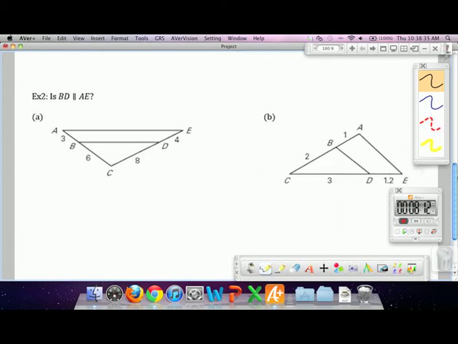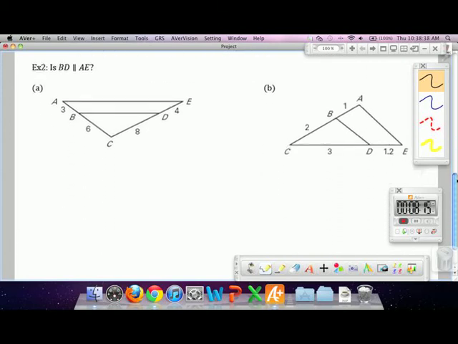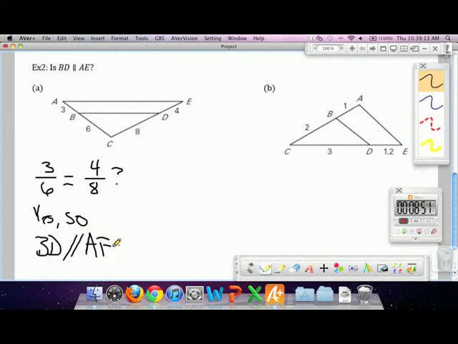That same game, if I ask you, is BD parallel to AE, then we can check to see if we create proportional sides. And if we do, then we're good to go. So I can say, we'll ask the question, is 3 to 6 the same as 4 to 8? Is that a true proportion? Yeah, you could check that. 24 is equal to 24. So yes, BD is parallel to AE.